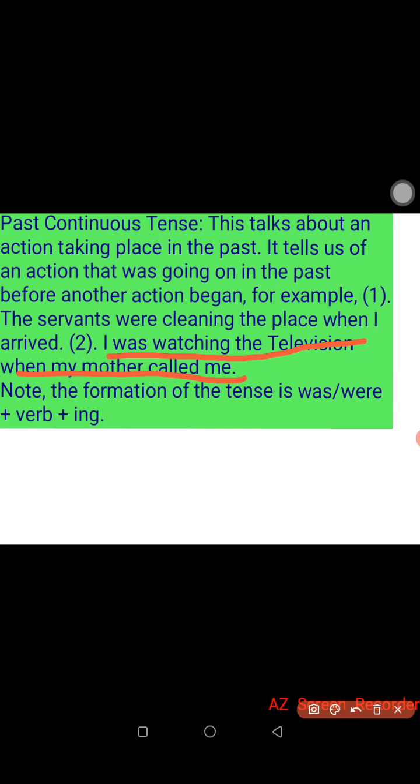Note, the formation of the tense is subject plus was slash were plus verb plus ing. That means you have to have a subject. You have to use either was or were and then another verb that ends with ing.